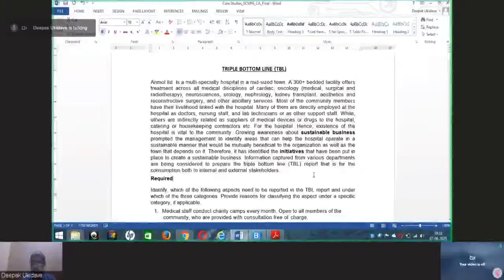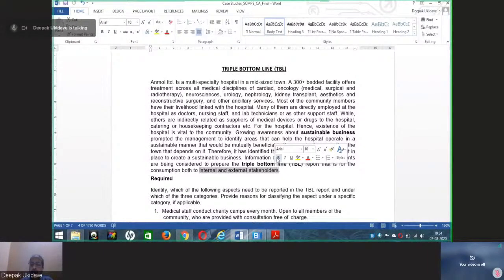You have the retail shop, that is the chemist shop which is there within the hospital. You have the administration division, you have the X-ray centers, etc., etc. From every division or every department, you are procuring some data, compiling the reports, and a TBL report has been designed for consumption of both internal and external stakeholders. So this is again an important word in a case, internal and external stakeholders.